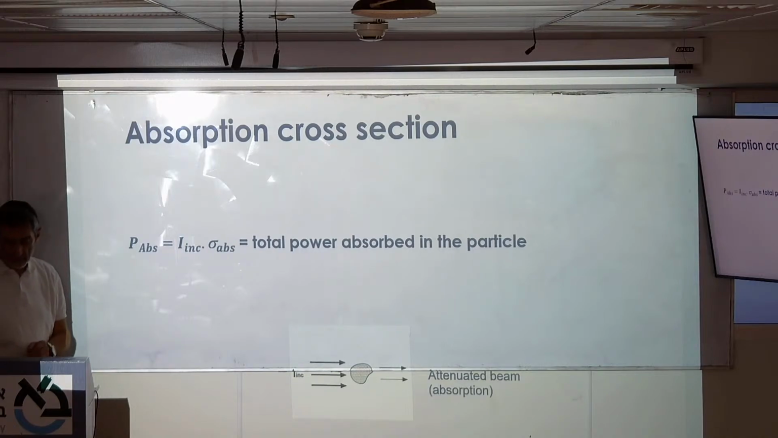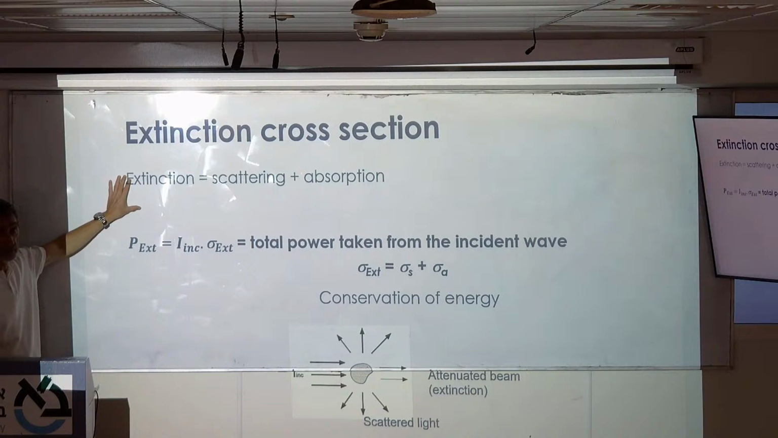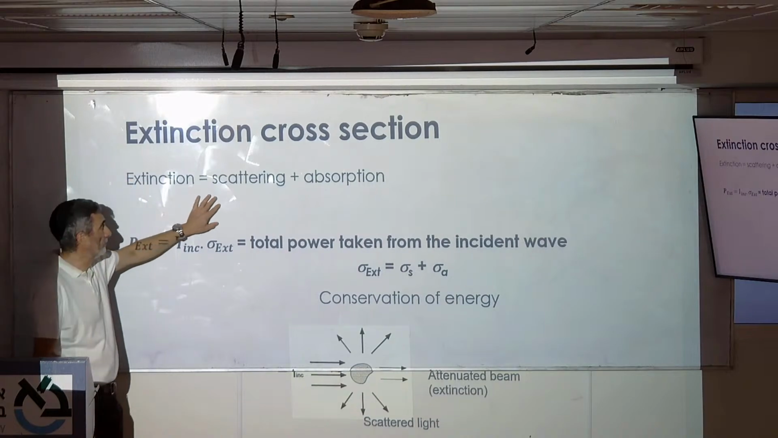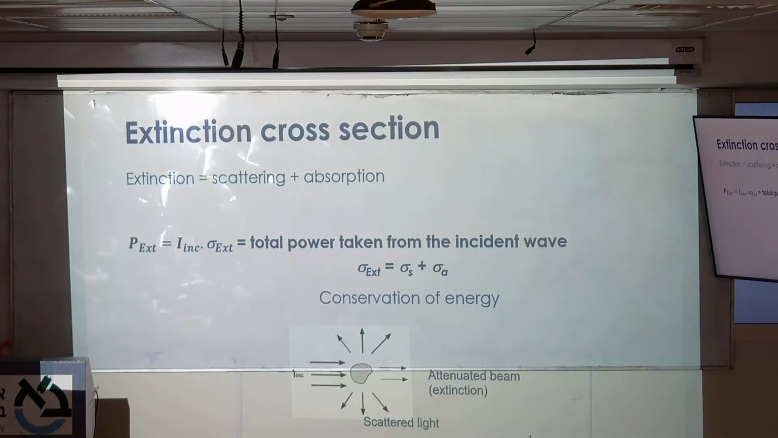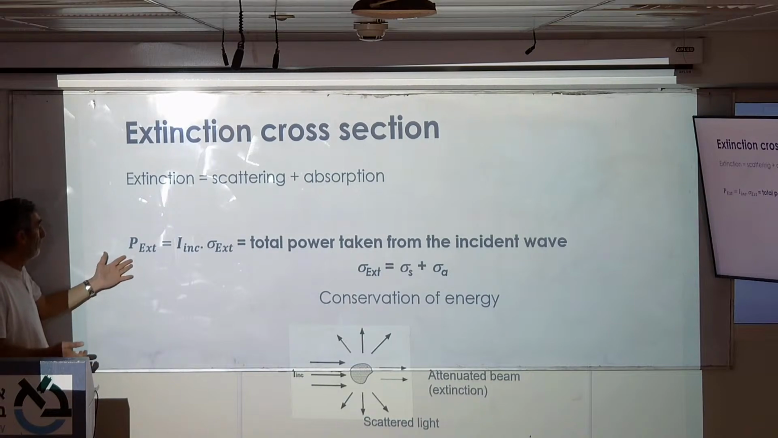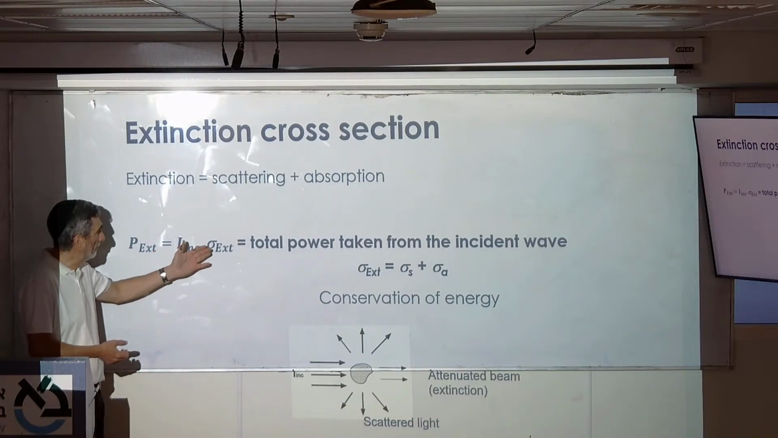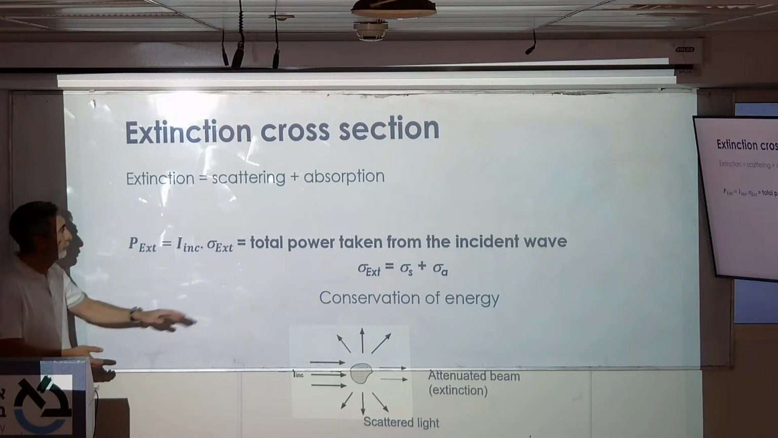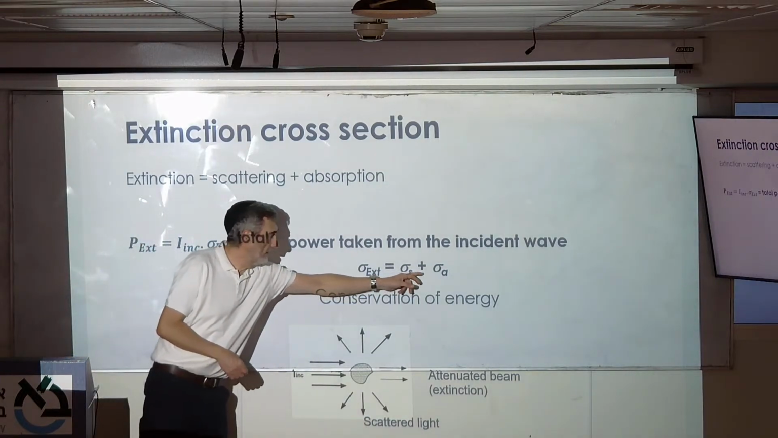Those are typically the two effects that can reduce the power of the incident light, and usually people consider both of them together. So we consider what is called the extinction cross section. Extinction means both scattering and absorption. Those are the two mechanisms that take away part of the incident energy in the interaction with the scatterer. So the extinction power is the incident intensity times the extinction cross section, which is the total power taken from the incident wave, including the scattering and absorption.